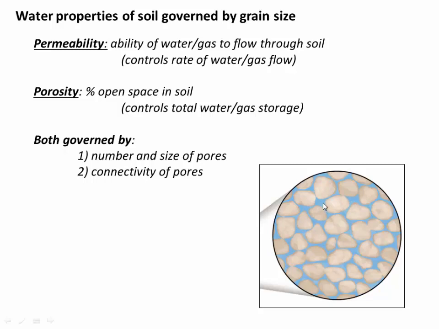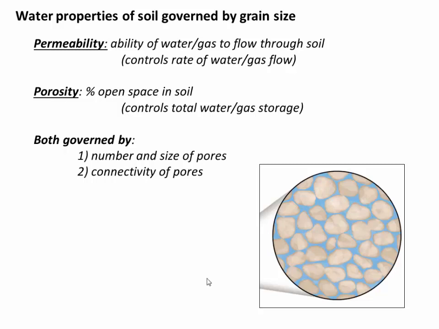So if you have a big sandy soil with large sand grains, these pores are going to be larger, okay? If you have a fine-grained clay soil, these pores are going to be very tiny because the clay particles themselves are very, very tiny. So in essence, the grain size of a soil controls the pore size, and the pore size controls the permeability and the porosity.